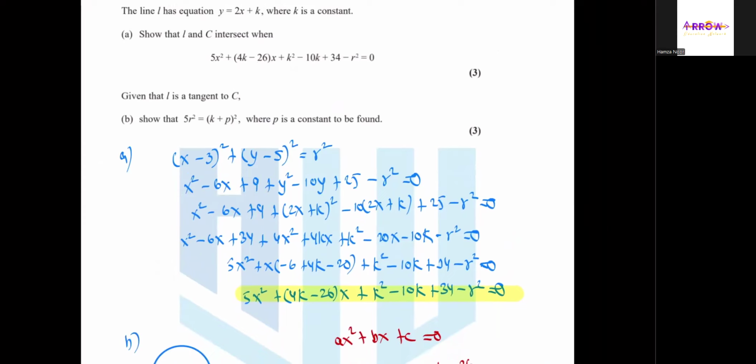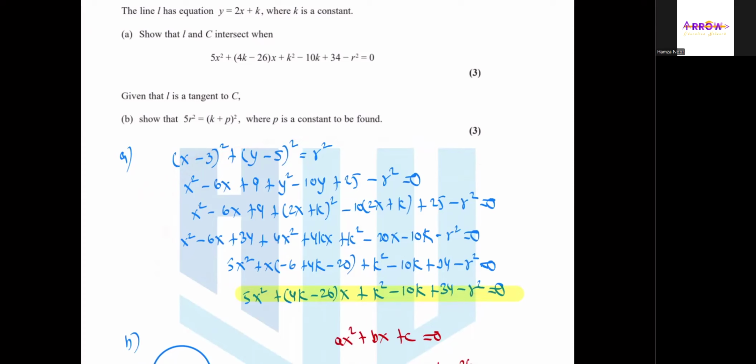Therefore I can say that 5x², and then the coefficient of x is 4k - 26, and then plus k² - 10k + 34 - r² is equal to 0. In this way we have shown part A.